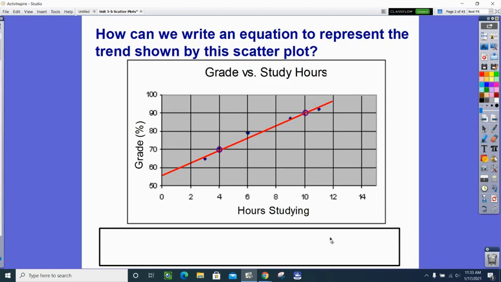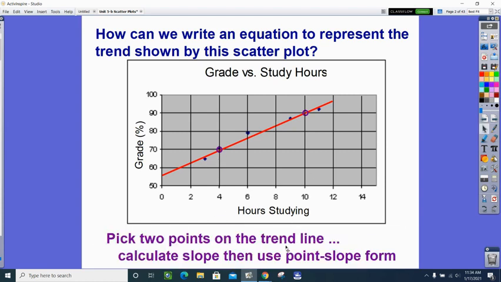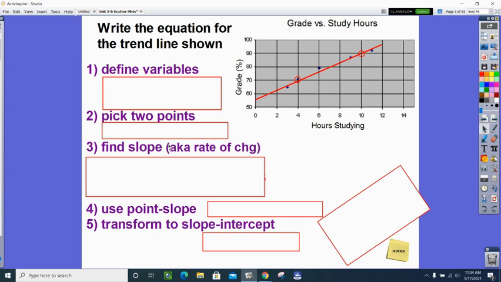So the first thing we do is on our trend line, find 2 points that we can easily name the coordinates. So this is (4, 70) and (10, 90). So pick 2 points on the trend line, and we're going to calculate the slope and use the point-slope form. Basically, this is a case 3 problem where we get 2 points, we're going to find the slope, and then pick one of the points with the slope and put it in point-slope form, and voila, we will have the equation. So when we go to write our equation, remember we're always going to define our variable.